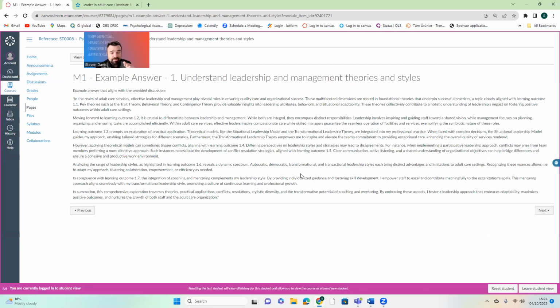Now, normally afterwards, I've given you an example answer. So here is a very short answer, giving you an idea of how to answer that assignment. When we grade, it's either competent, you've answered all those outcomes correctly, or you're not yet competent because you haven't answered all of those points. So if you miss a point, it will be referred back to you.